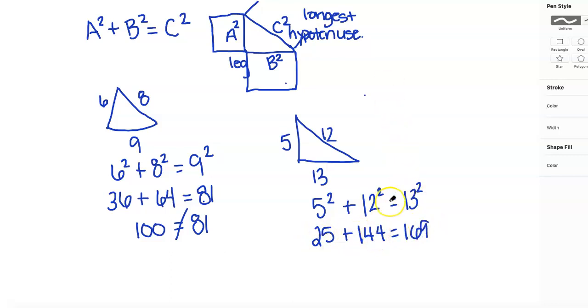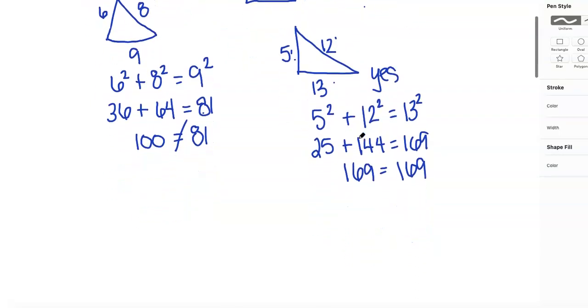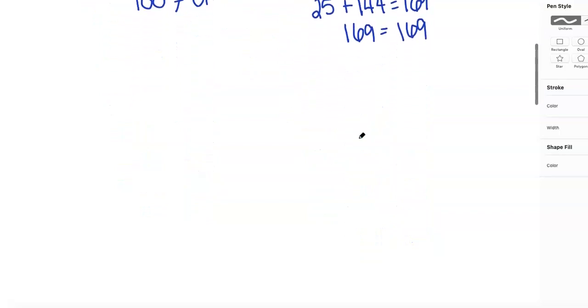So now you add 25 and 144, and you get 169. And 169 equals 169, so I would say yes. A squared plus b squared does equal c squared. Okay? All right. So moving along, I'm going to do the next type of equation.